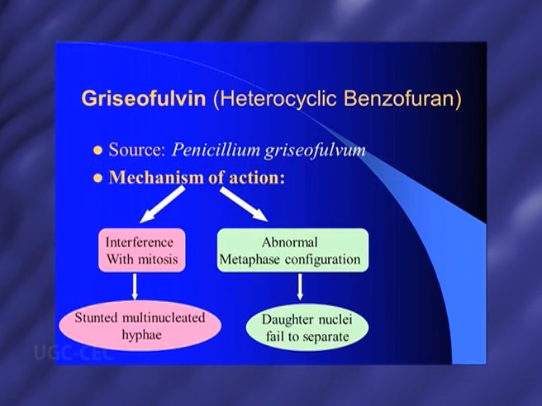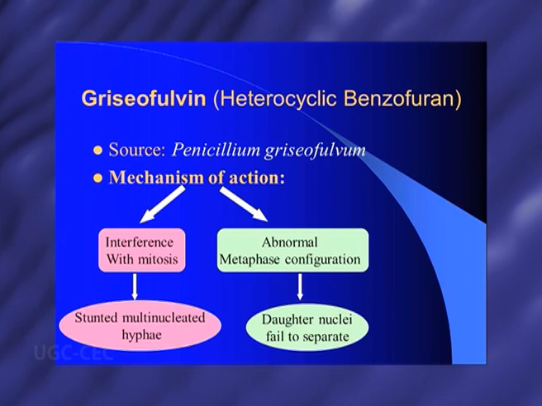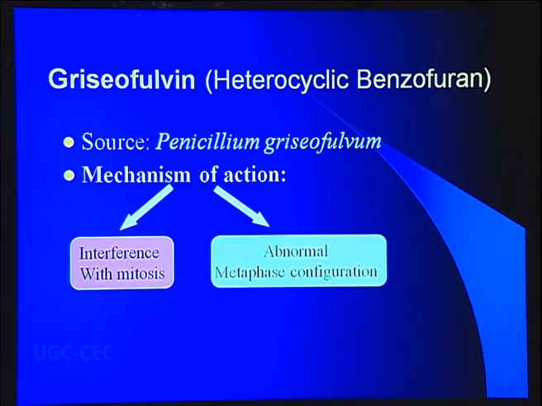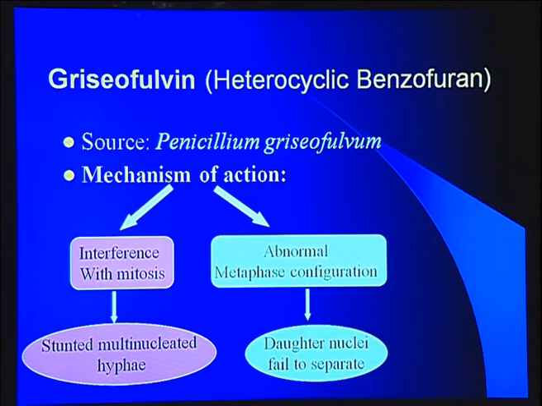Griseofulvin is a heterocyclic benzofuran. It was obtained from Penicillium griseofulvum. Regarding its mechanism of action, griseofulvin interferes with fungal mitosis and it makes the metaphase configuration of the fungus abnormal. So, stunted and multinucleated hyphae result and the daughter nuclei fail to separate during mitosis.